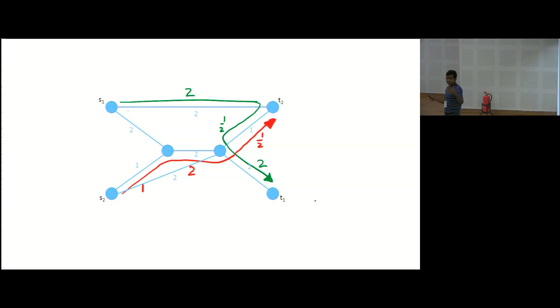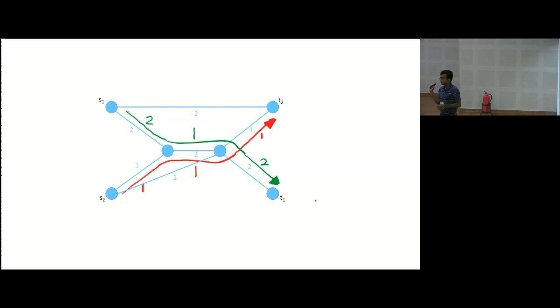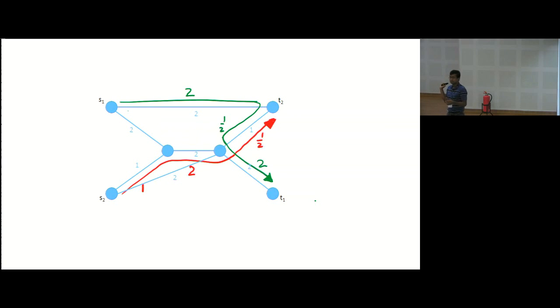But note that the green agent is not paying any attention to what's happening to the red agent. The red agent earlier had a cost of 3. By this act of switching, the red agent's cost has now grown to 3.5. Okay, so the green agent has actually made the red agent's solution worse by unilaterally switching to the new path.